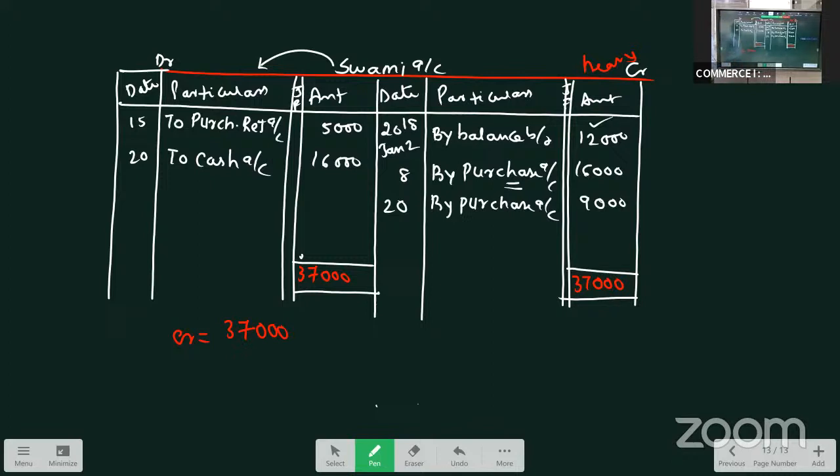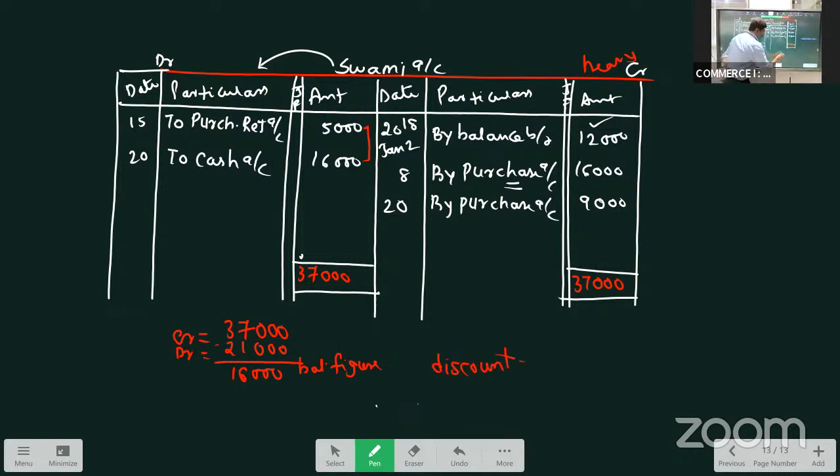From this, deduct the debit side total. What is the debit side total? It is 21,000. So we deduct 21,000. 37 minus 21 is 16,000. What do we call this? I said this is called as balancing figure. Okay, and 10% discount is given. Discount is always calculated on balancing figure.